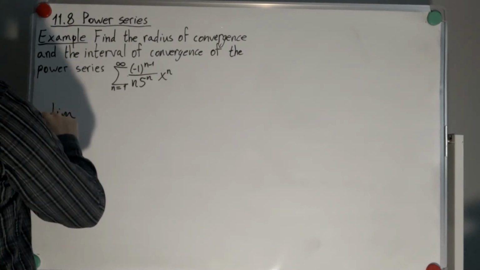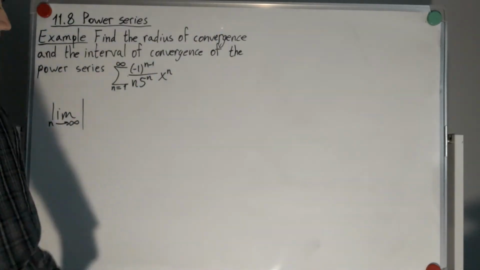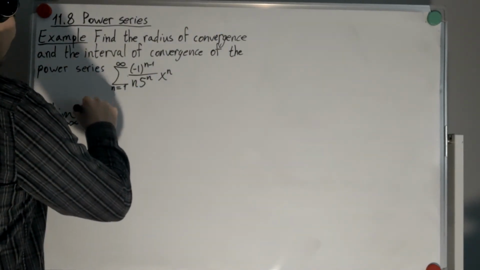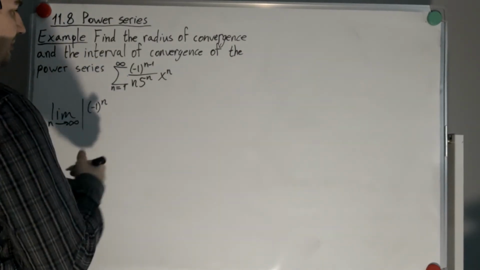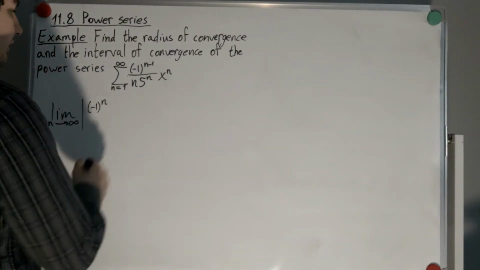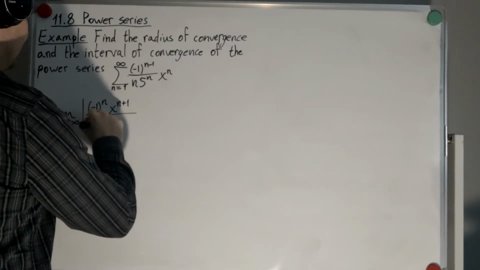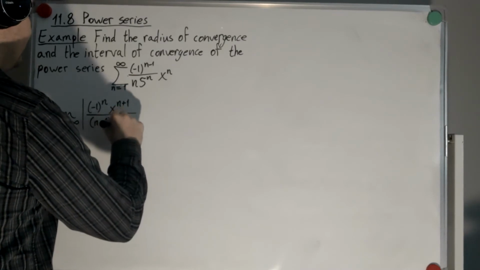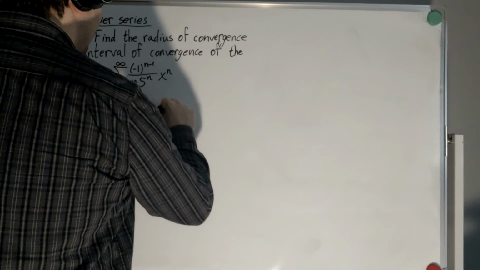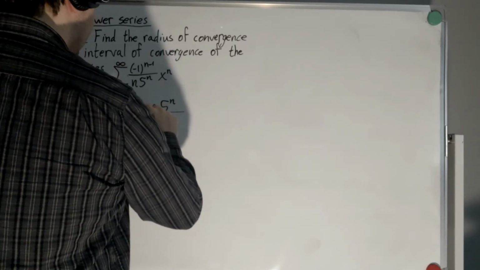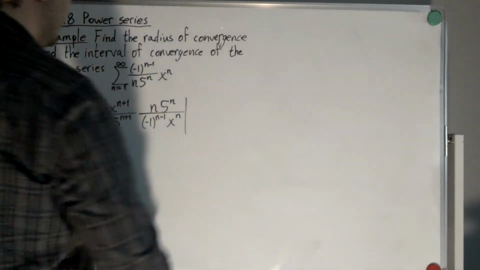The limit as n approaches infinity of the absolute value of, I'm just gonna get right into the multiplication. So this is negative 1 to the n plus 1 minus 1, which is of course just negative 1 to the n, times x to the n plus 1 divided by (n plus 1) times 5 to the n plus 1, multiplied by n 5 to the n divided by negative 1 to the n minus 1 x to the n, absolute value.